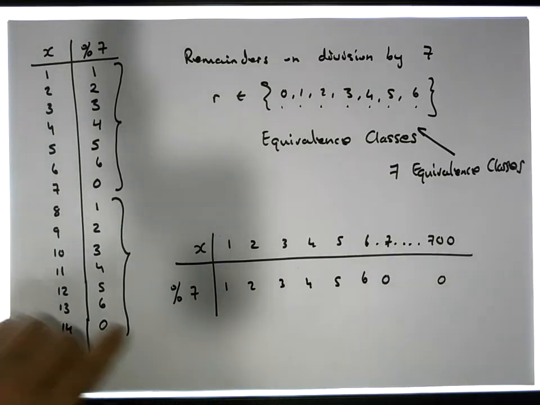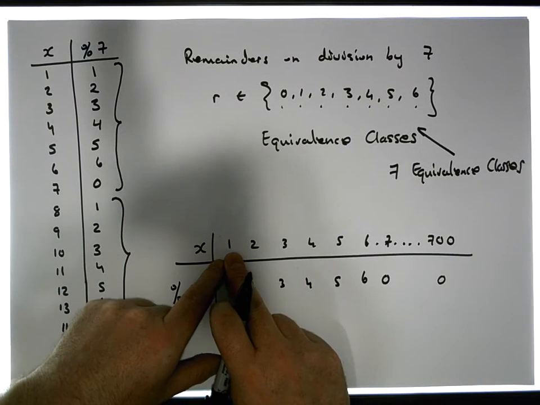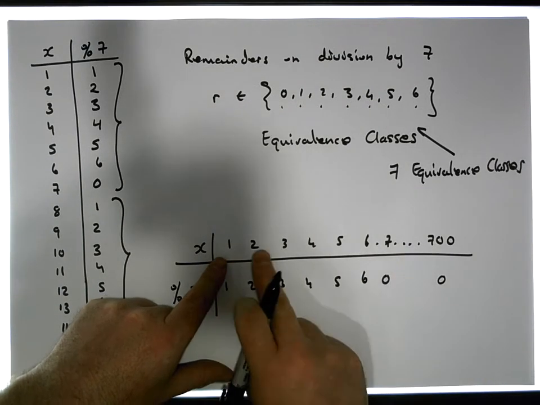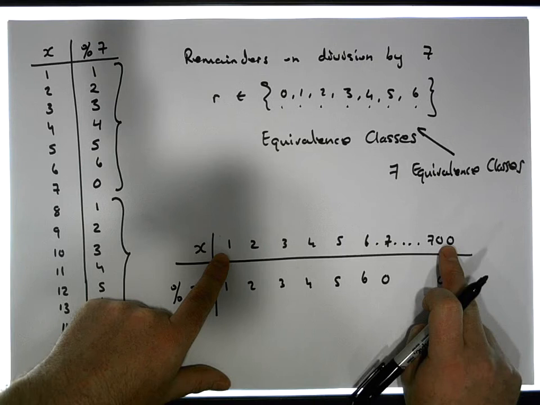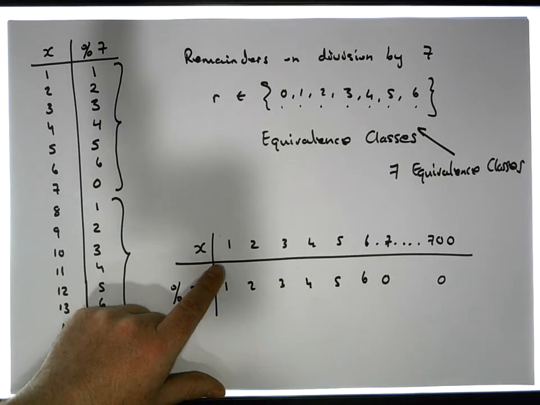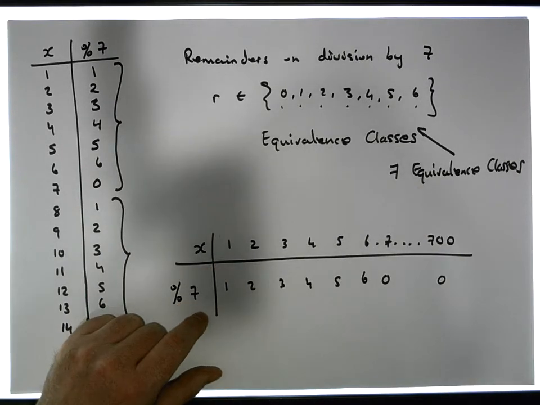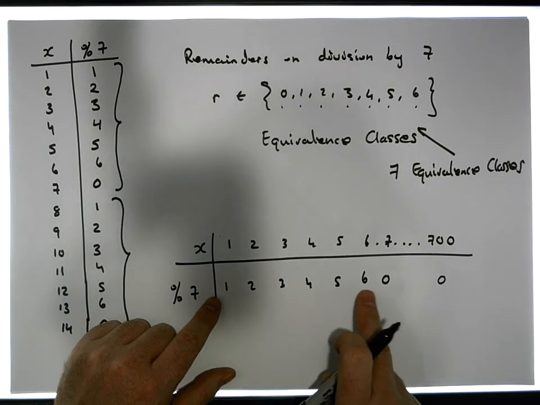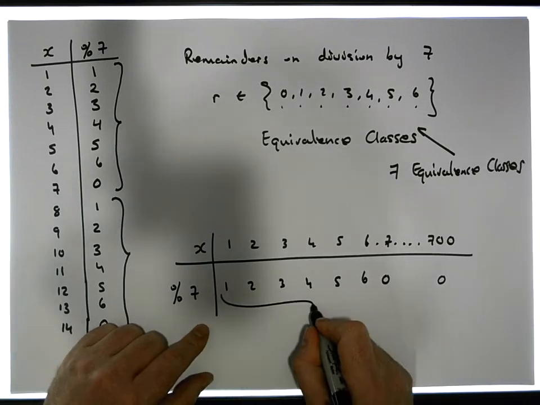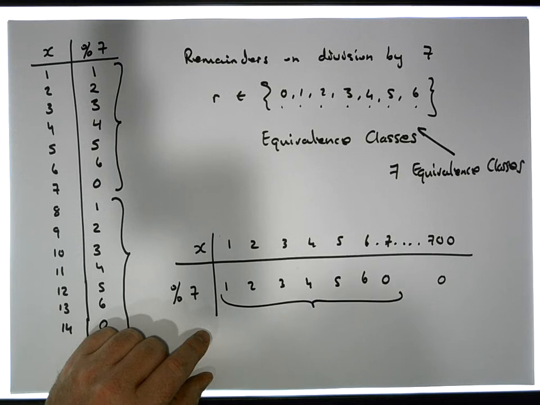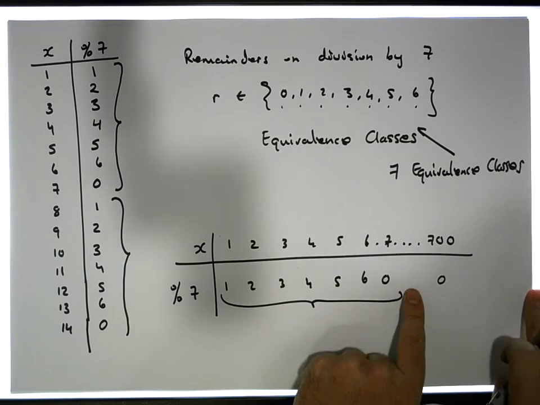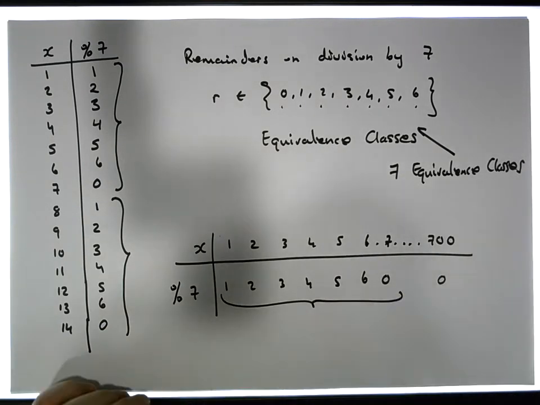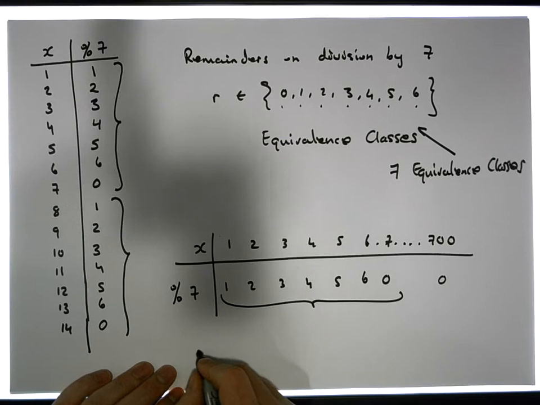The point being that when we divide any one of these numbers from 1 to 700 by 7, the remainder has to be one of these values, and there's 7 of these classes. So you can see the pattern is going to continue all the way through. There's the cardinality of our set.